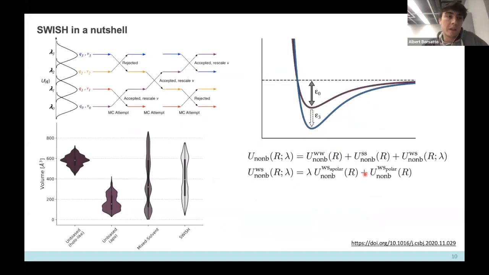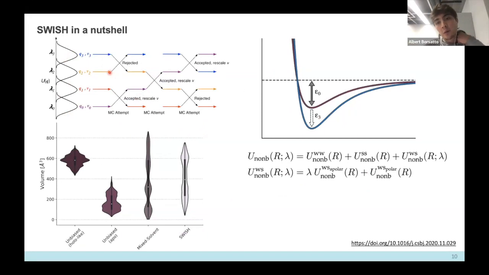So some people in the group came up with the idea of maybe trying to enhance the sampling through a Hamiltonian replica exchange scheme. So what we're doing here with SWISH is basically we have multiple copies of the system, and we start parallel simulations of the system under investigation. And then we exchange structures coming from these different simulations at given time steps.